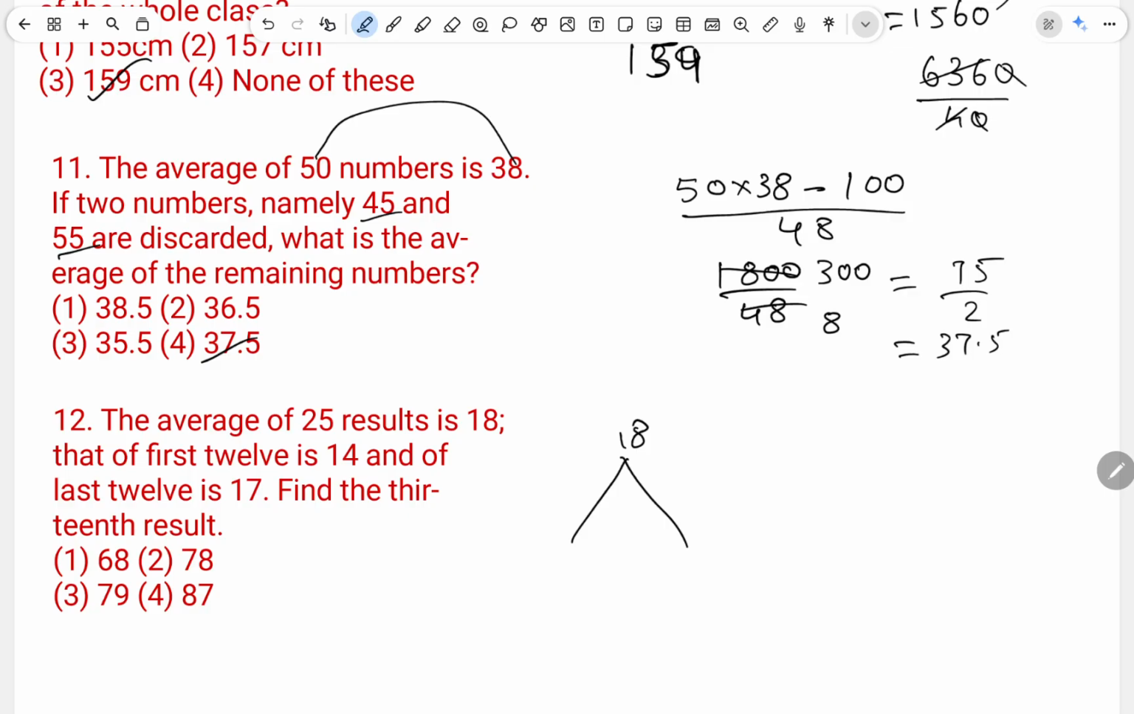Out of 25 numbers, one number is missing. The first 12 average is 14 and the last 12 is 17. So it is 4 less than, minus 4 into 12, and this is 1 less than, minus 1 into 12. But what I told, one number is missing. If it is less than, make it as plus. 48 plus 12, 60 plus 18 will give 78 as the result.